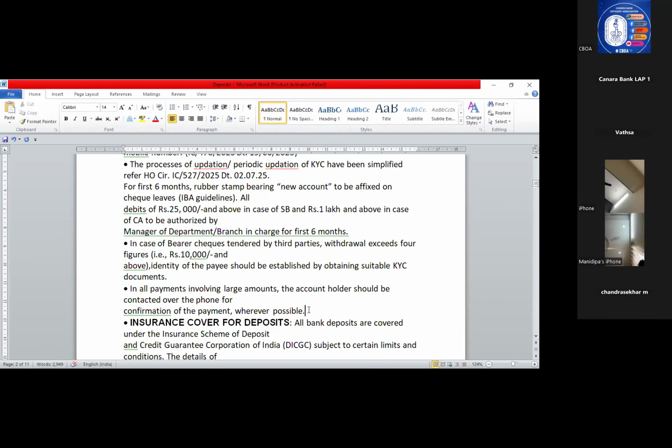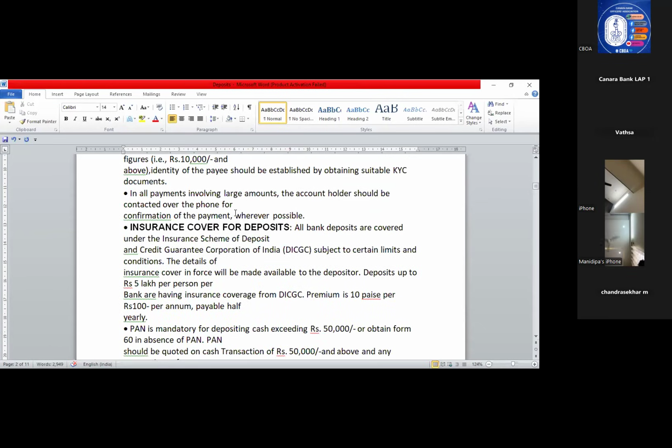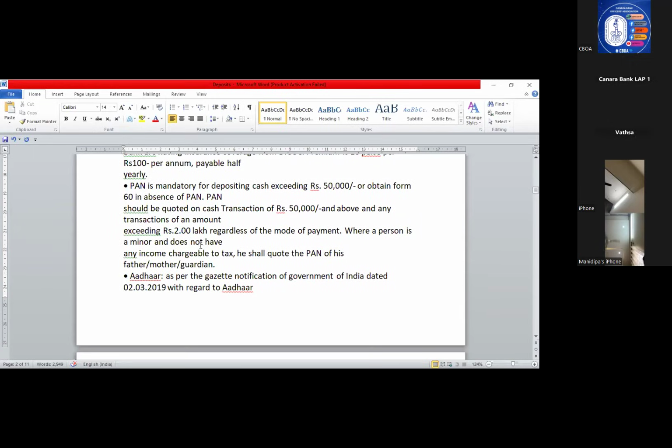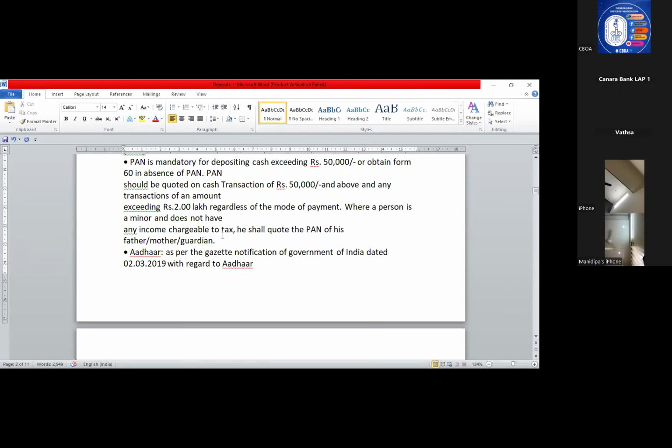In all payments involving large amounts, the account holder should be contacted over phone for confirmation of the payment wherever it is possible. DICGC insurance cover is available for all the deposits up to 5 lakhs, and the premium is 10 paise per 100 per annum, half yearly. PAN is mandatory for depositing cash exceeding 50,000, or obtain Form 16 in the absence of PAN. All cash transactions of 50,000 and above and any transaction of an amount exceeding 2 lakhs, regardless of the mode of payment, require it. A minor cannot have income chargeable to tax, and only the guardian, the father or mother, whoever is there, will be charged for tax.